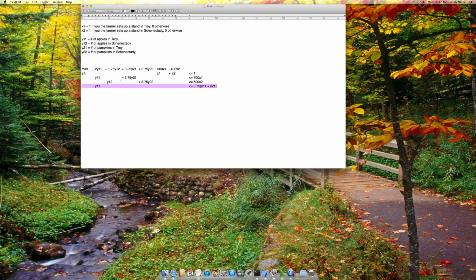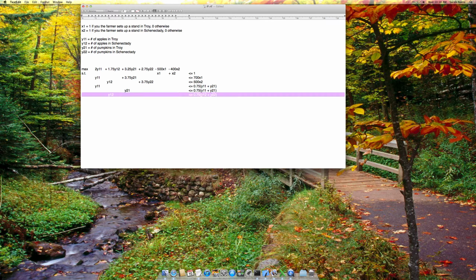So first here, I'm going to look at Troy. I'm going to look here at the number of apples in Troy has to be less than or equal to 75% of the total number of items in Troy. So we've already constrained these y variables to be 0 if I don't set up a stand in Troy through this constraint here. So I don't need to worry about if I've set up a stand there anymore. I only need to worry about the 75%. So here's the total number of items in Troy and apples. I'm going to do the same thing here for number of pumpkins. I'm going to say the number of pumpkins in Troy is less than 75% of the total number of items I have in Troy.